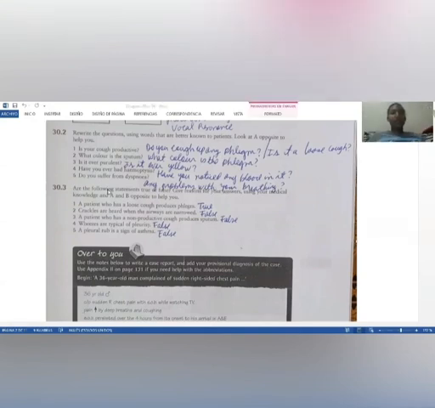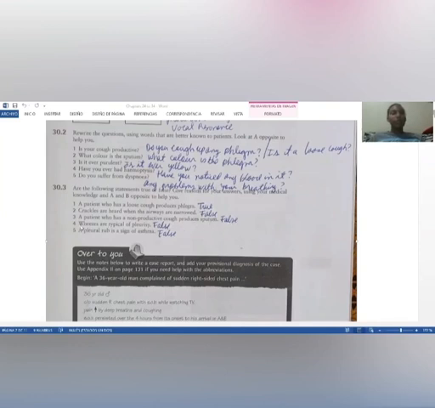Are the following statements true or false? Use your medical knowledge and A and B opposite to help you. Number one, a patient who has a loose cough produces phlegm. True. Number two, crackles are heard when the airways are narrowed. False. Number three, a patient who has a non-productive cough produces sputum.